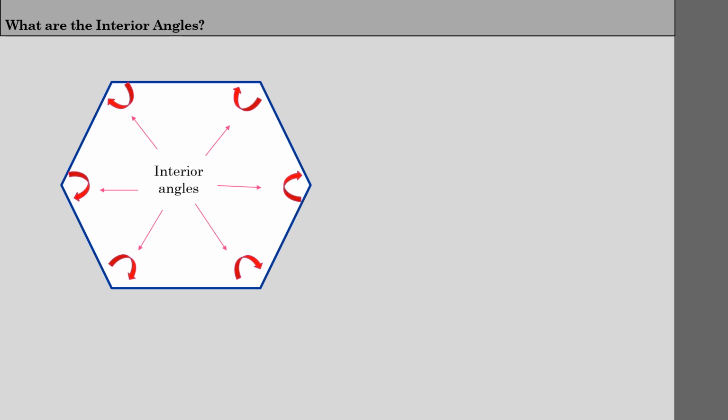Now what's the formula to find the interior angles? The formula will be like this: the sum of the interior angles is equal to (n minus 2) times 180 degrees, where n is the number of sides the polygon has. So we can calculate the sum of the interior angles of a polygon by subtracting 2 from the number of sides and then multiplying by 180 degrees.